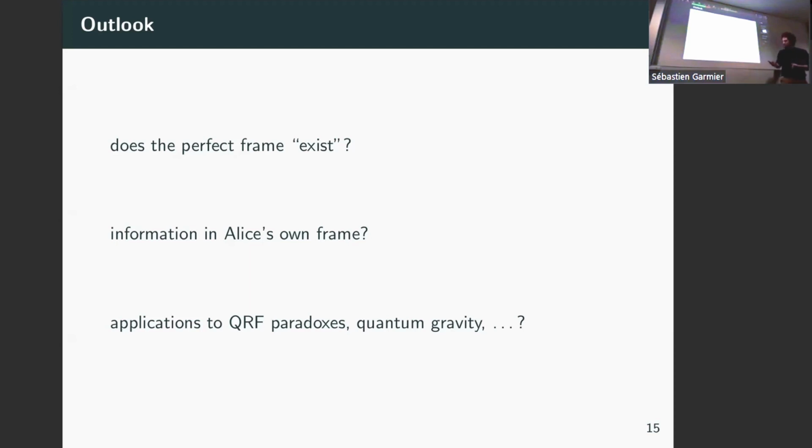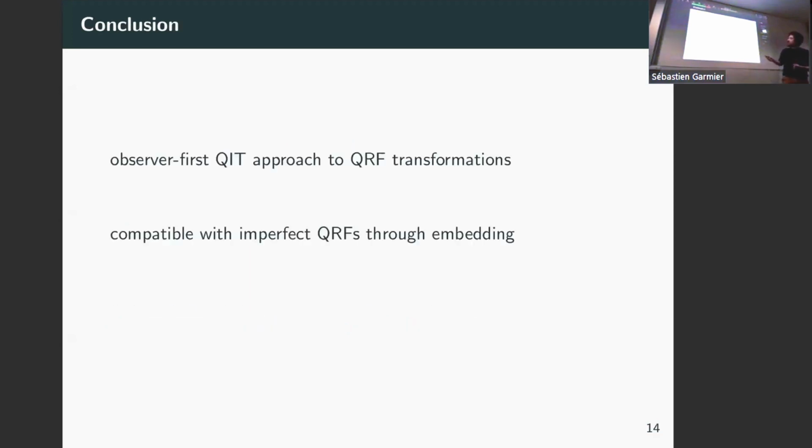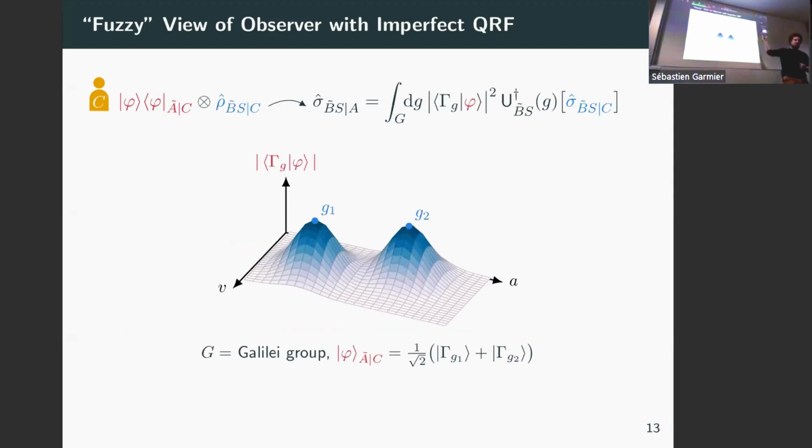And really, the unitary we had here was inherited from compatibility with the perfect case. We didn't assume that the transformation has to be unitary for going from Charlie to Alice's imperfect U. In fact, it is not. But then it's a mixture of those and so on.